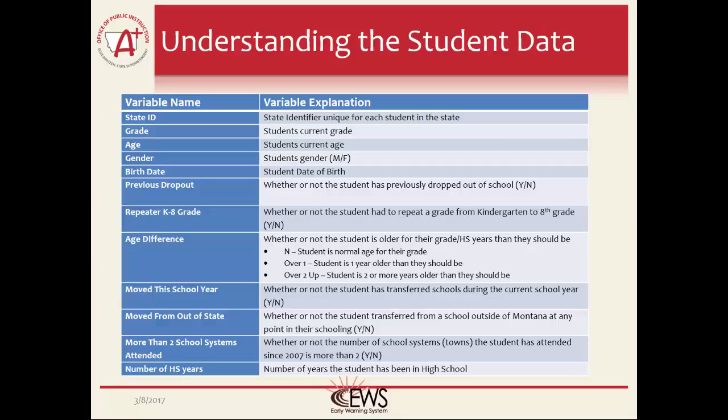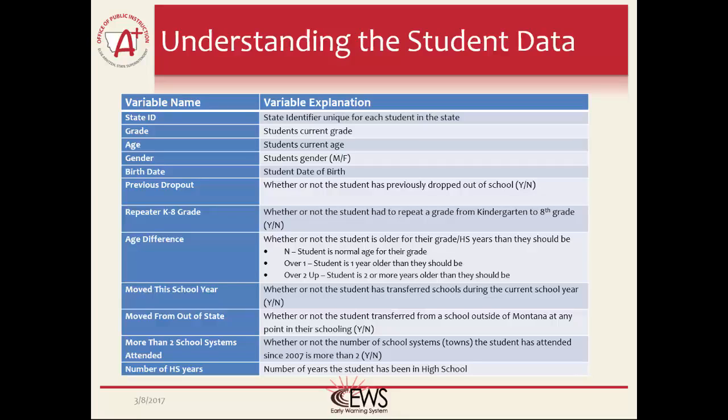This slide shows the variables that are already in GEMS that the user doesn't need to upload. Most of the variables are self-explanatory, but there are a few to take note of. The first one is the age difference. This variable only has 3 possible results: N, over 1, and over 2 up. N means the student is the normal age or younger for their grade. Over 1 designates that the student is 1 year older than is normal for that grade. Over 2 up means the student is 2 or more years older than is normal for their grade. The age difference variable uses the student's age on July 15th before the beginning of the school year to determine if the student is older or not.